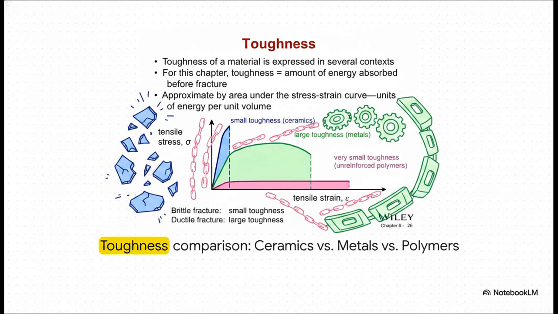Look at this comparison here. It's super revealing. Ceramics, in blue, go super high on the stress axis, but they fracture almost instantly, so they are incredibly strong but brittle, meaning very small toughness. Unreinforced polymers, in pink, will stretch practically forever, but they can't take much actual load, so again, small toughness. But metals, in green, they exist in this amazing Goldilocks zone with an incredible balance of both high strength and high ductility, resulting in massive toughness. They can absorb a huge amount of energy before breaking.